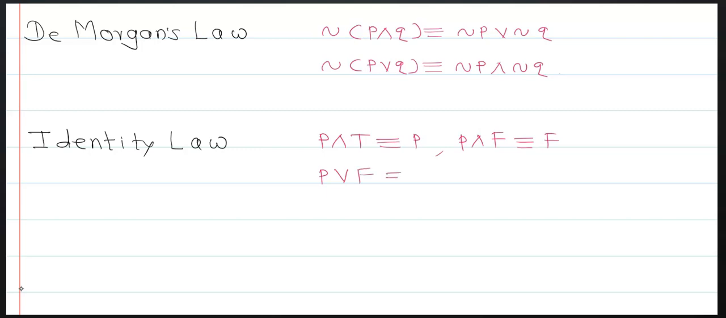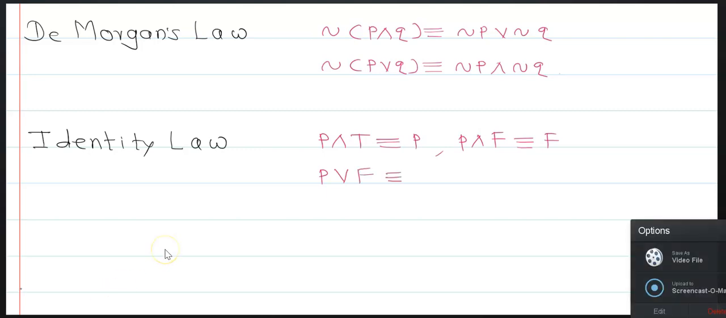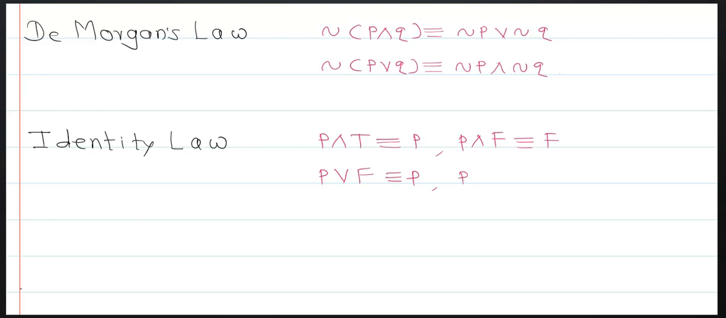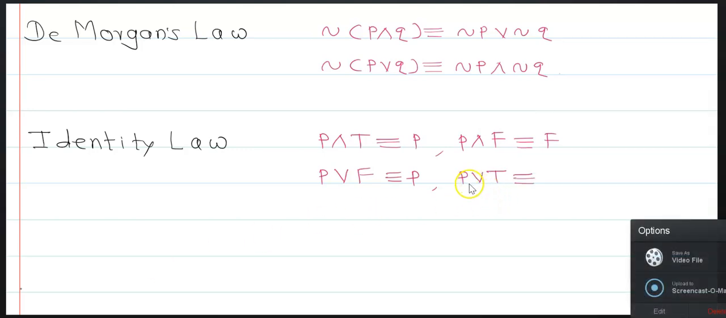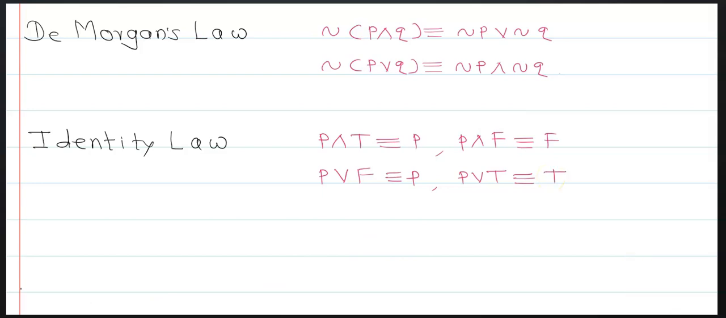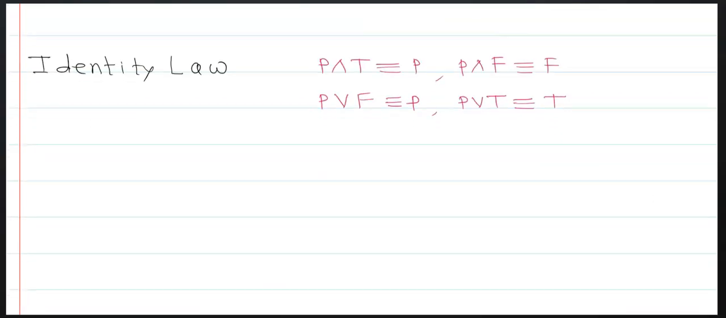Next is P or F. Again, it will depend on P. If we take P as F, then we will get F. If we take P as true, then it will be P. It's P. Next is P or T. Definitely it is true, whatever P is, false or true. It's definitely true here. This is the identity law.